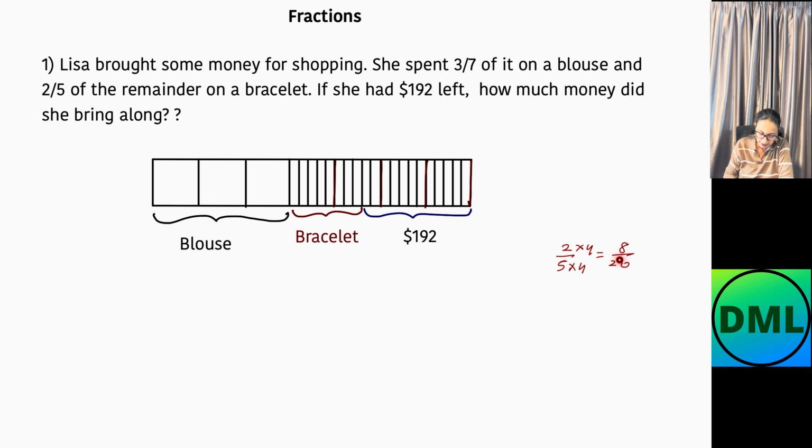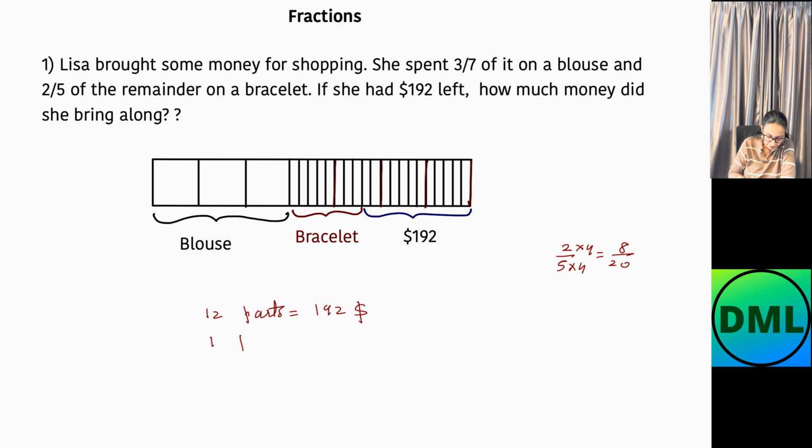If you can see, out of 20 parts, 8 parts are spent on a bracelet. So these are 5 parts, 6, 7, 8 parts. So these parts are spent on the bracelet. Then she said that she had $192 left. How many parts are there which are left? 5, 5 plus 5, 10, 10 plus 2, 12. So 12 parts are equal to $192. Let's write down here. 12 parts is equal to $192.